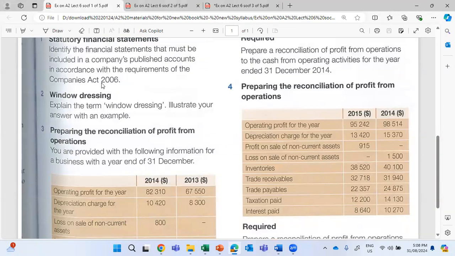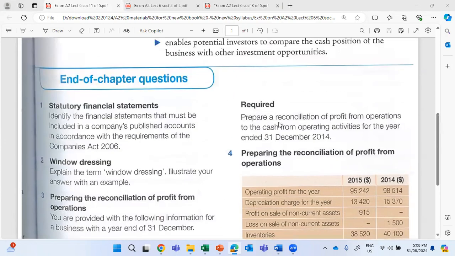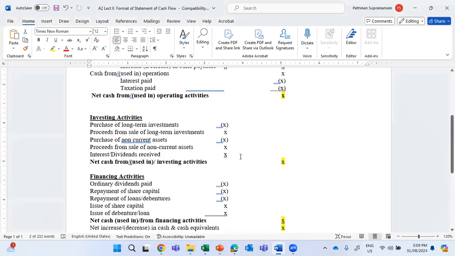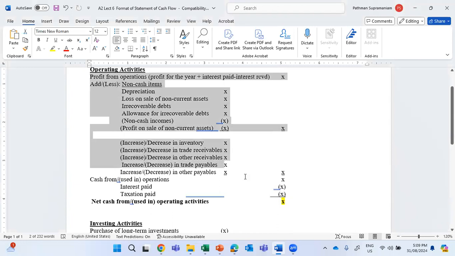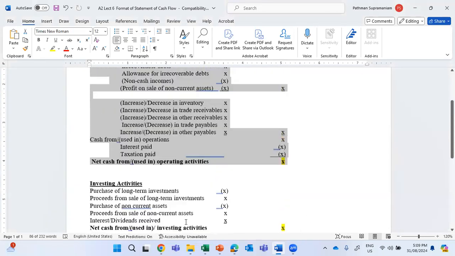So preparing the reconciliation of profit from operations. You are provided with the following information. This question number 3 asks you to prepare a reconciliation of profit from operation to the cash from operating activities, which means we are only required to show this activity only from here up to here, not the investing and financing and anything beyond that.